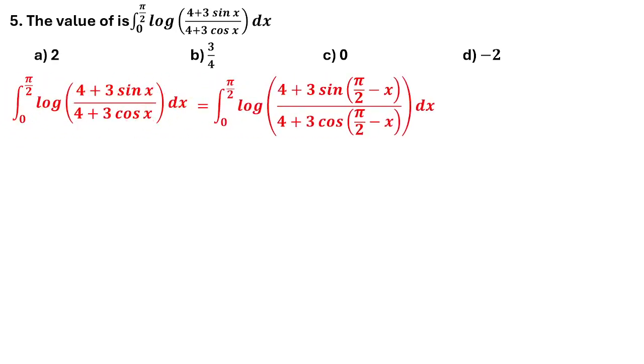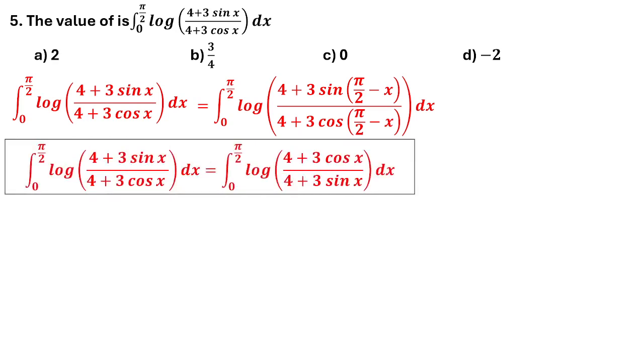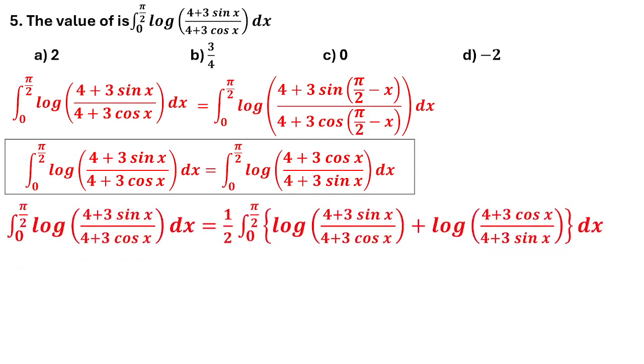Wherever x comes, replace it by pi by 2 minus x. Therefore, we are replacing. It will become 3 cos x. Sin of pi by 2 minus x is cos. Cos of pi by 2 minus x is sin. We are getting two integrals. Therefore, half into the integral from 0 to pi by 2 of the sum of the integrand. Both the integrands you simply add.